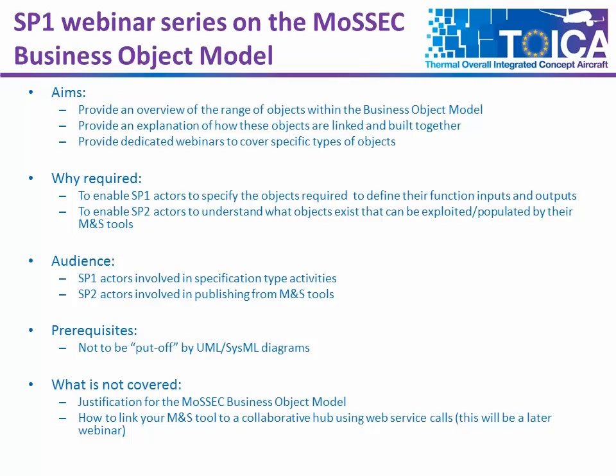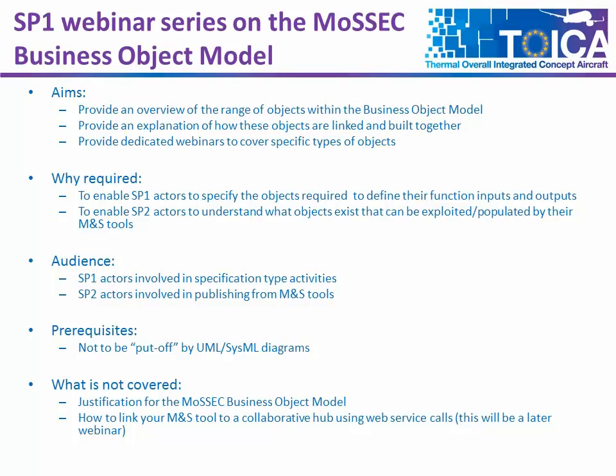The aim of the 3 webinars is to introduce the range of objects in the business object model and how these objects are interlinked. Why is this understanding needed? It is for the MoSSEC-enabled capability owners to understand which objects they will use for the inputs and which for the outputs for their functionality. It's also for domain specialist capability owners to understand what objects exist and so can be exploited by their modelling and simulation tools. The webinars include extensive UML and SysML diagrams, so familiarity with these concepts would be an advantage.